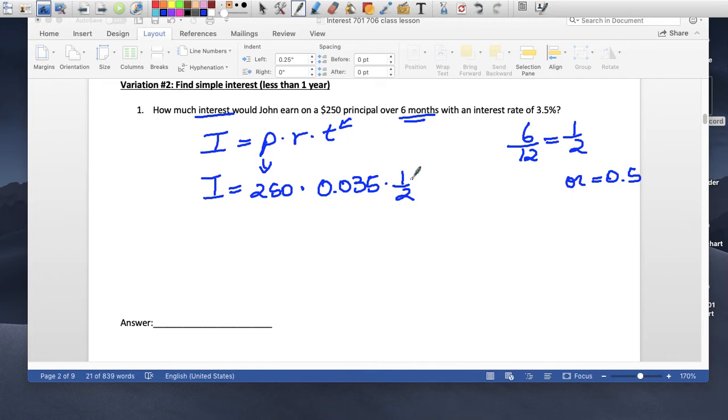So 250 times 0.035 times a half, or 0.5, and you're going to get that the money that John earned, if he comes back in 6 months, the bank is going to give him $4.38. But don't forget that the bank is also going to return his original money, right? So it's 250 plus the 4.38. But because the question is only asking you for how much interest did the bank pay him, that's the answer. Okay.